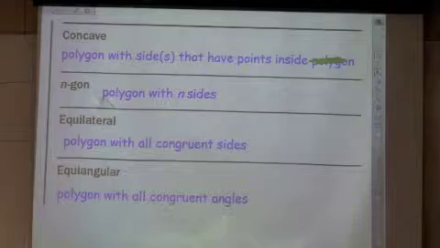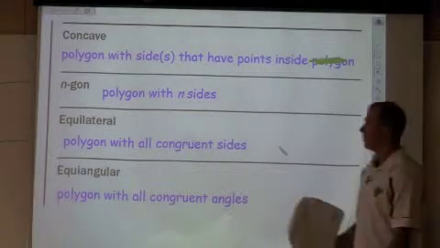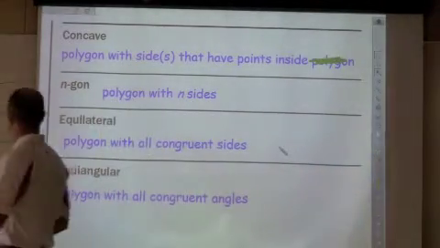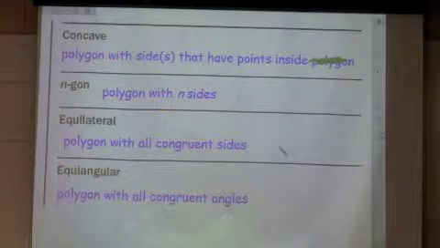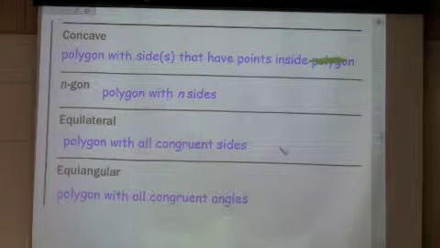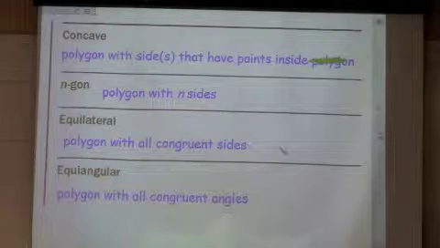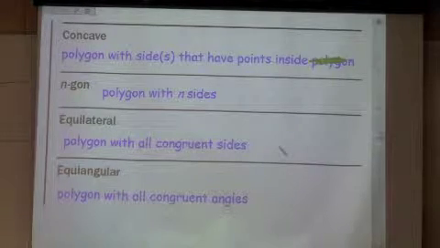Okay, jumping back, we've got an n-gon. Any polygon with n sides. It's just kind of a general term we use in algebra, especially when we mix algebra and geometry together. An n-gon is going to have n sides.